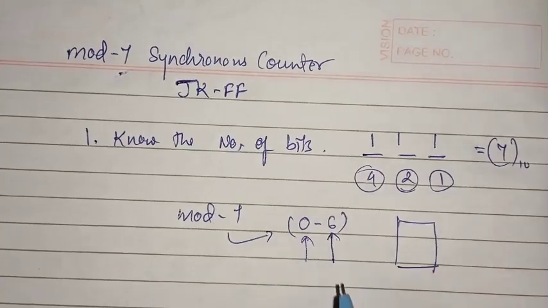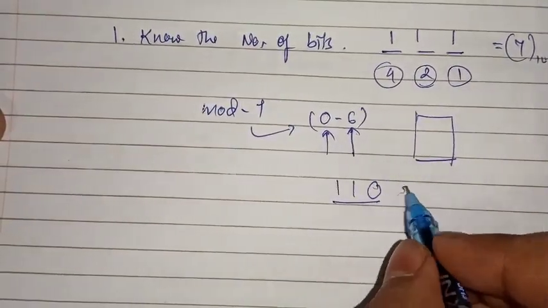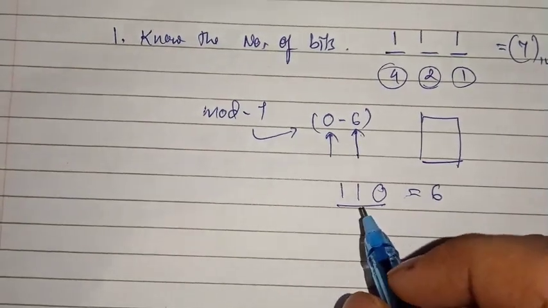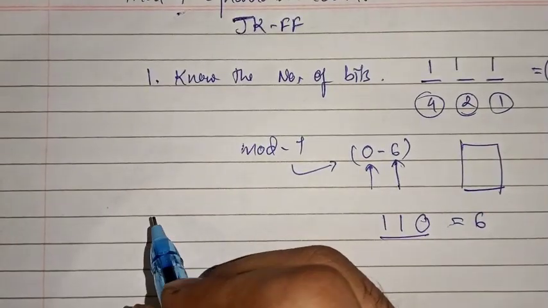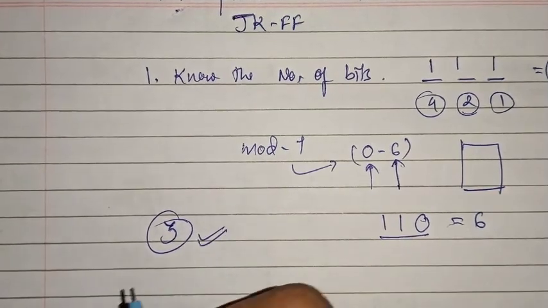0 to 6. So what is 6 in binary? 6 in binary is 1 1 0. 1 1 0 is equivalent to 6. So the number of bits that would be needed would be 3. Now you know the least number of bits you require.